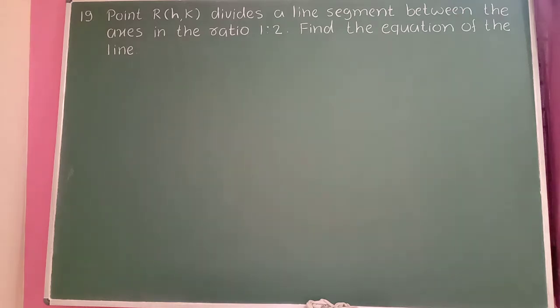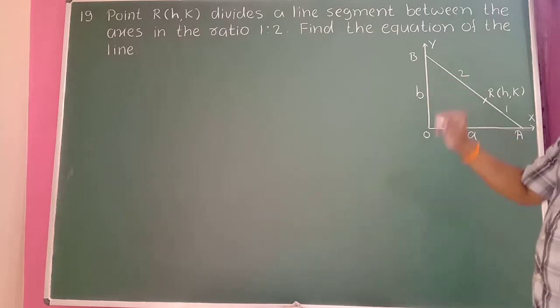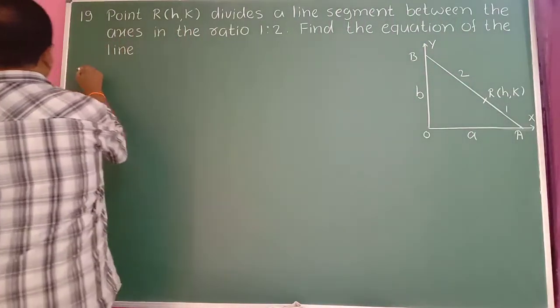Point R(h, k) divides a line segment between the axes in the ratio 1:2. Find the equation of the line. So here AB is the line here. R is the point (h, k) already given. So this divides AB in the ratio 1:2, already given here. Find the equation of this line here. So consider a as the x intercept and b as the y intercept here. Okay, take your solution.